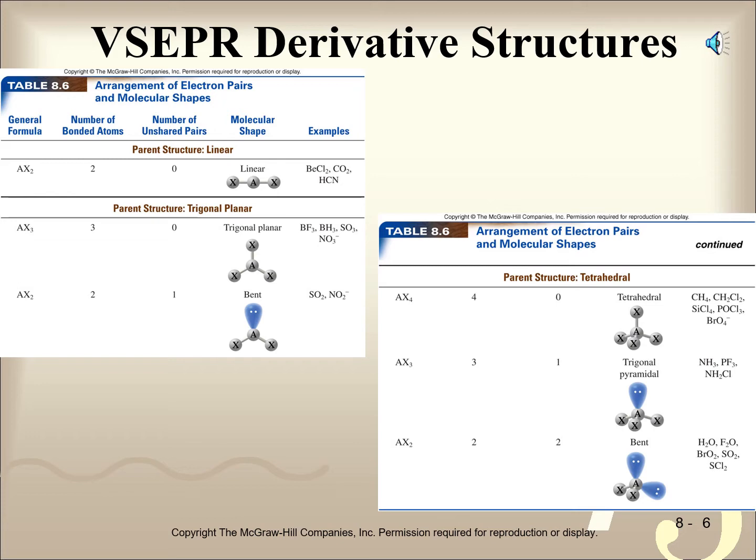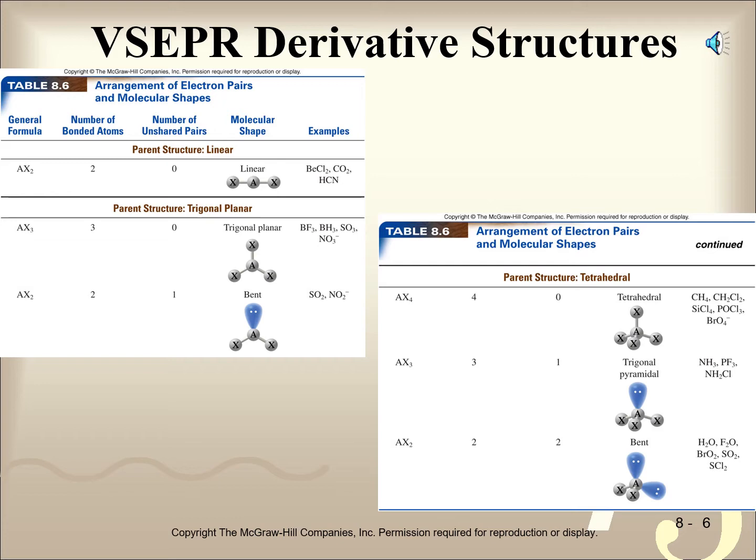Let's look at the headings to our columns. First, you'll notice the first column has the heading General Formula, AX2, for example. A is your central atom, X is your non-central atom. The next column is the total number of bonded atoms. Your third column is the number of unshared electron pairs. Those are the two important numbers. Those are the two numbers that are going to determine your shape.